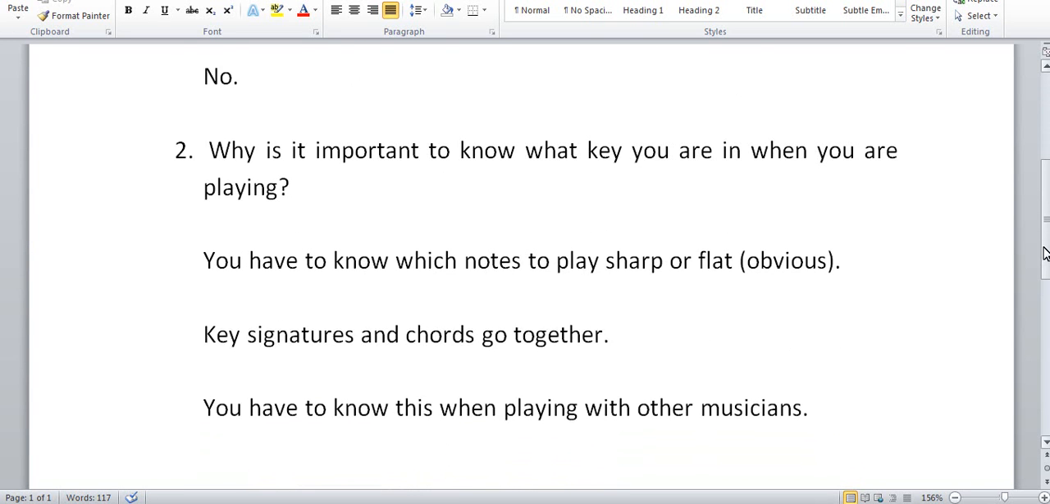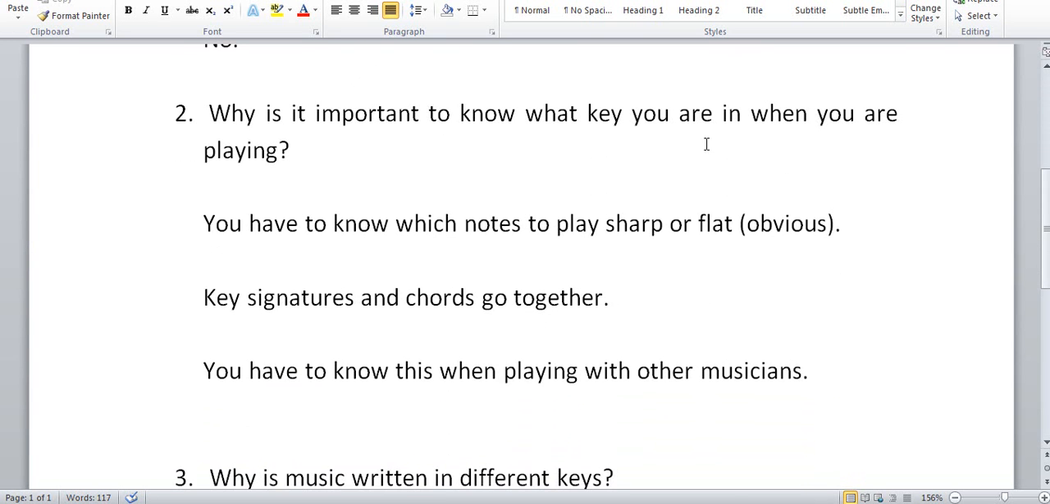Second question, why is it important to know what key you are in when you are playing? Well, the first one is obvious. You have to know which notes to play sharp or flat, and that's just common sense. If I look at a piece of music and I see 1 flat, I know I'm going to have to play all B flats, and it becomes automatic to me. And same thing with 1 sharp. I know that's F sharp.